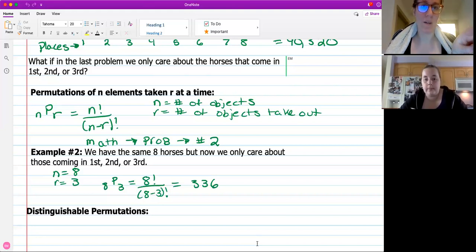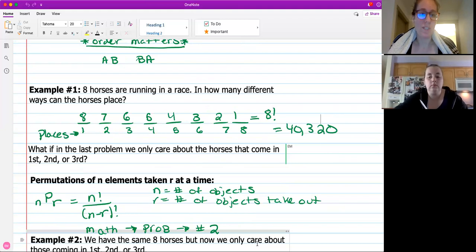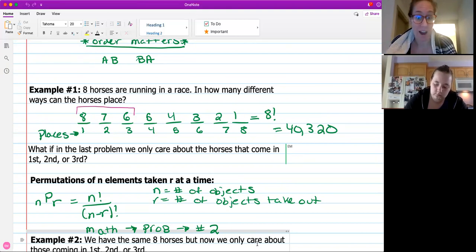If you go back up to the original example where we had all 8 horses, if you only care about the first 3 finishing, right? So 8 times 7 times 6. The rest of it, the 5, 4, 3, 2, 1, is just 5 factorial, right? 5 times 4 times 3 times 2 times 1. So basically what we're doing is we're just taking away the 5 factorial.